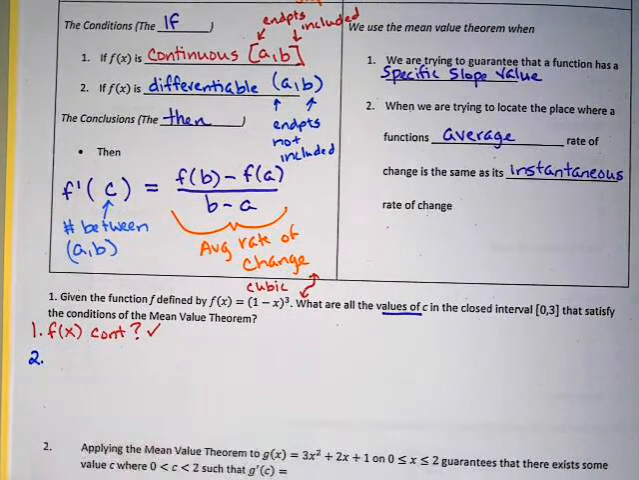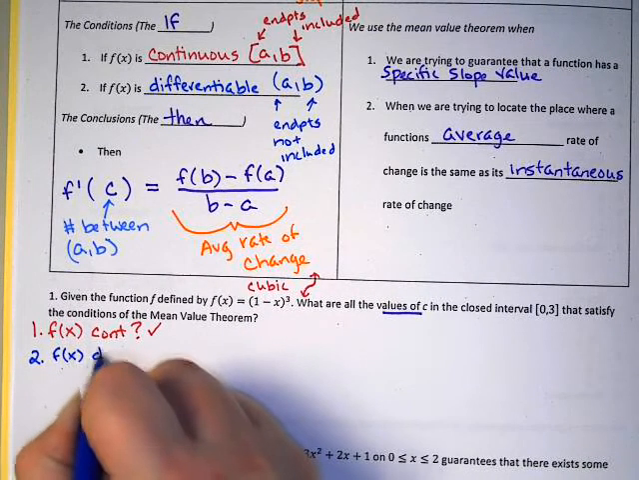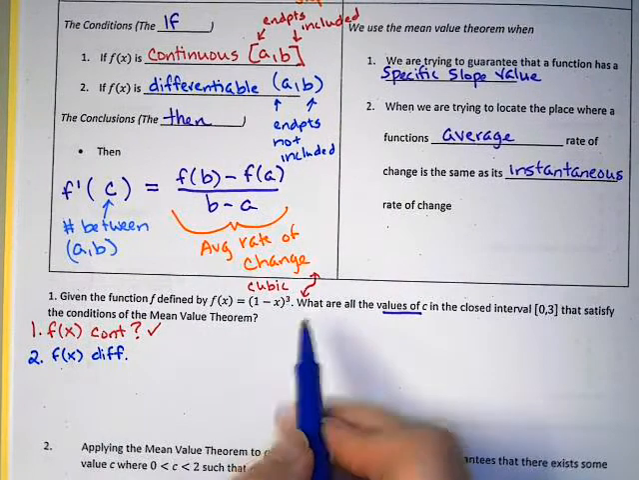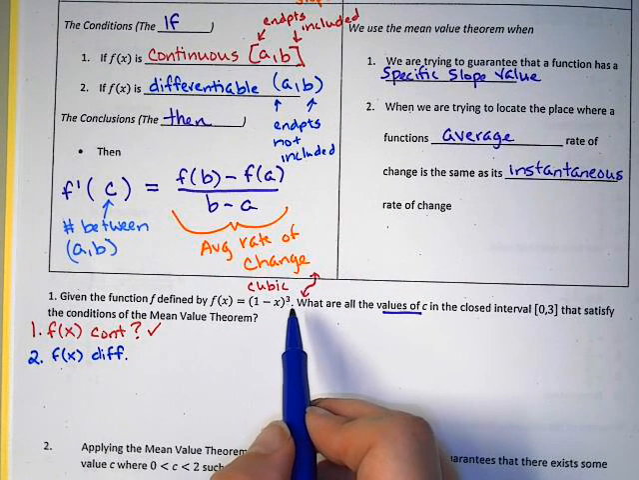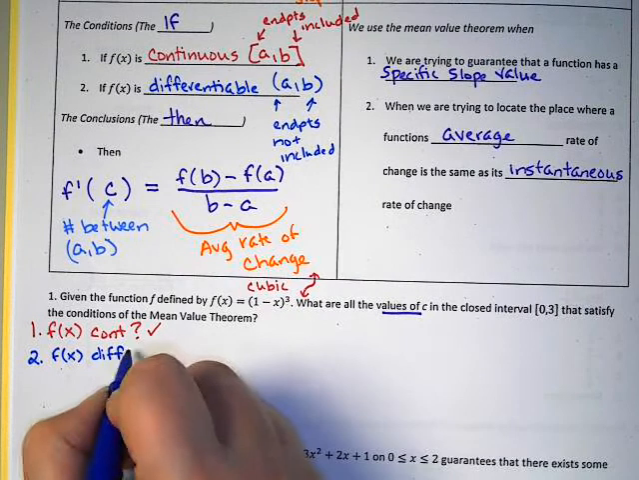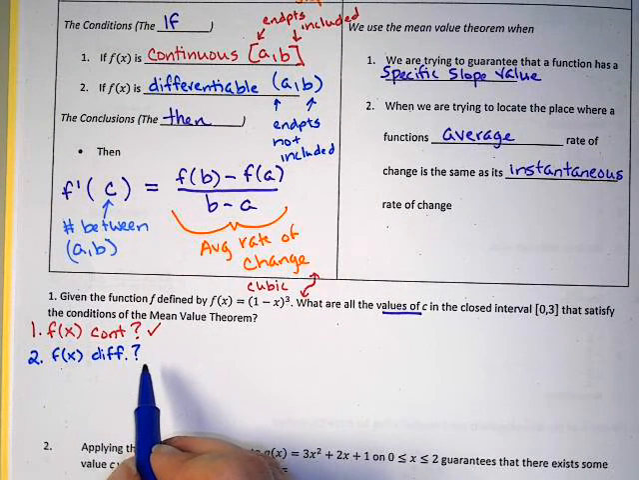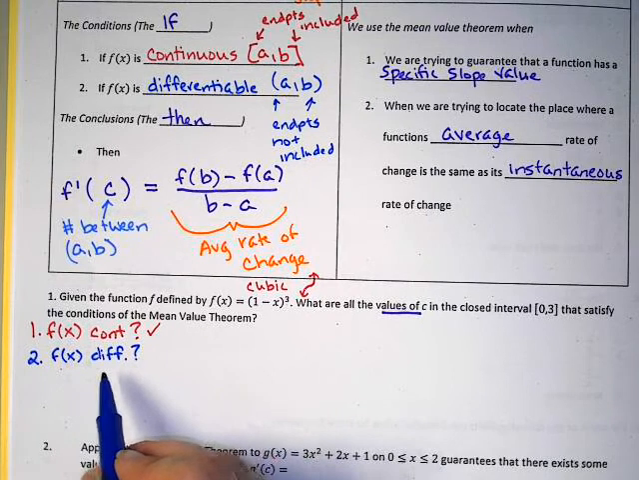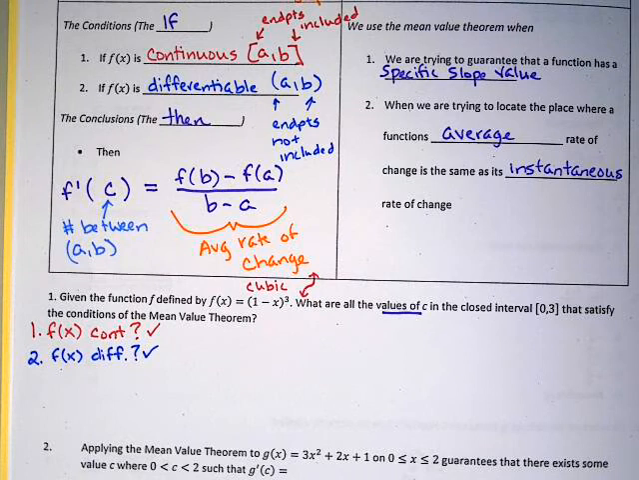The second condition is that f of x must be differentiable. Well, again, we know what this graph looks like. We've seen it a bunch. So we know that there's no corners, there's no cusps, there's no asymptotes, no other forms of discontinuity. All right, so we know that f of x is differentiable on the interval. So again, I put a little check mark.